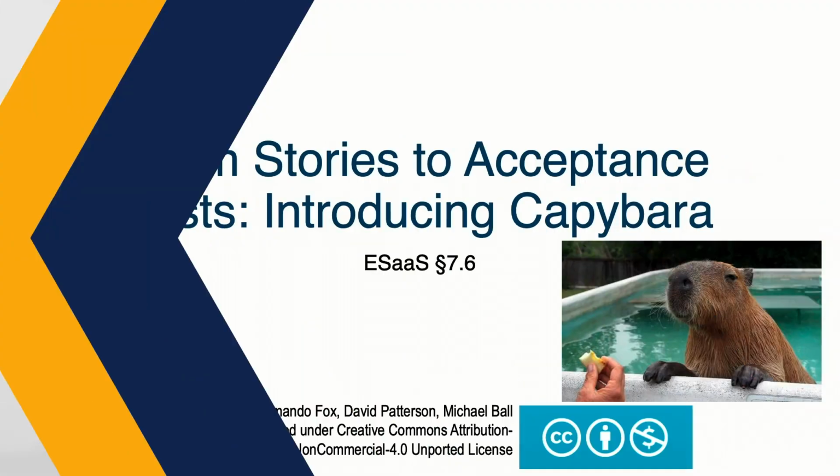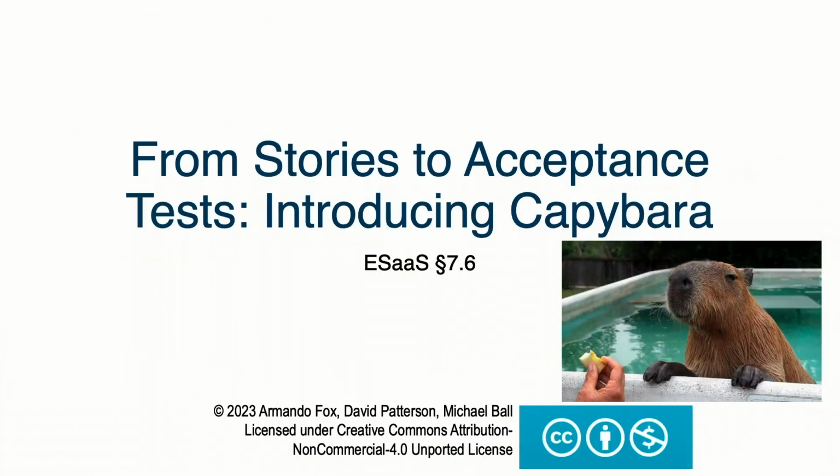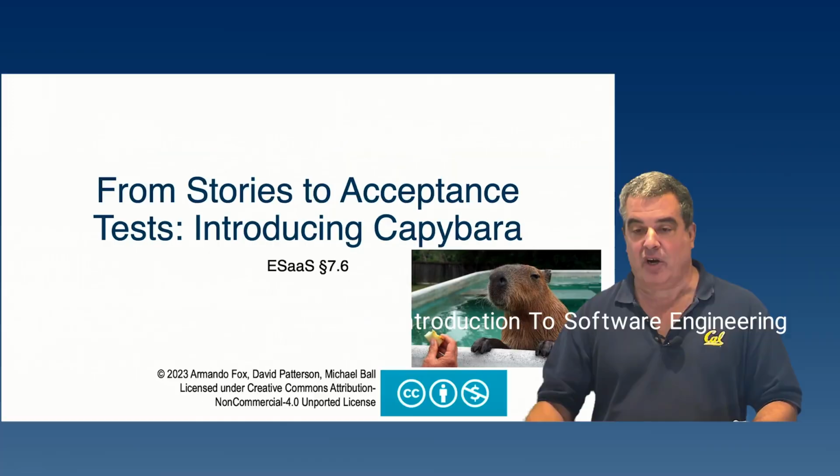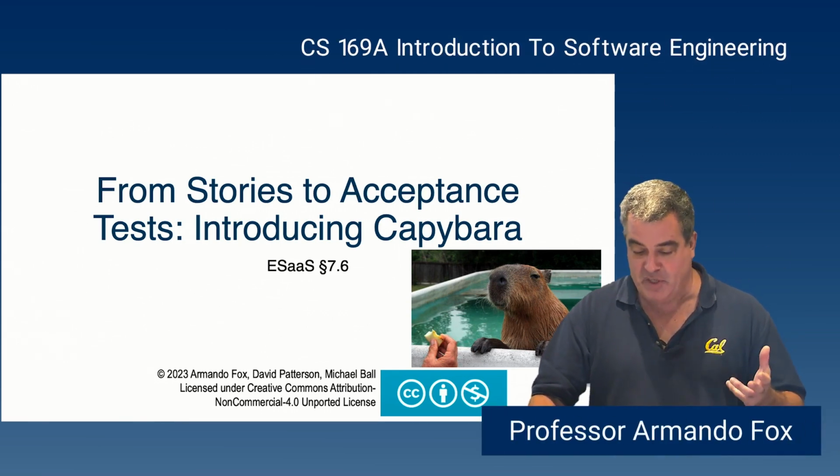Okay, so Cucumber, as I said, has the best name for a testing tool ever. This one probably has the cutest mascot. The counterpart for Cucumber is Capybara. And if you've never seen a capybara, it is a very large aquatic rodent. It's about the size of a small dog.